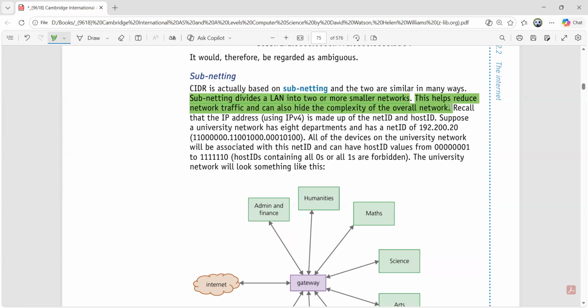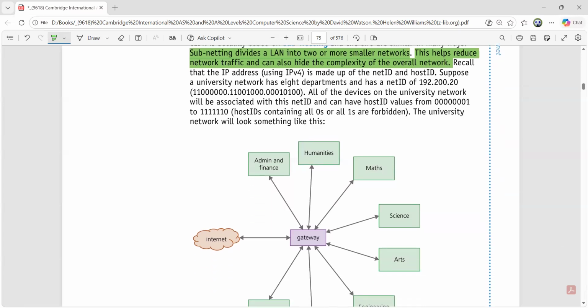This is going to help reduce the network traffic and will also hide the complexity of the overall network. Recall that IP addressing using IPv4 is made up of net ID and host ID, as we talked about earlier. Now, moving to the example, all the devices on the university network will be associated with the net ID and the host ID.